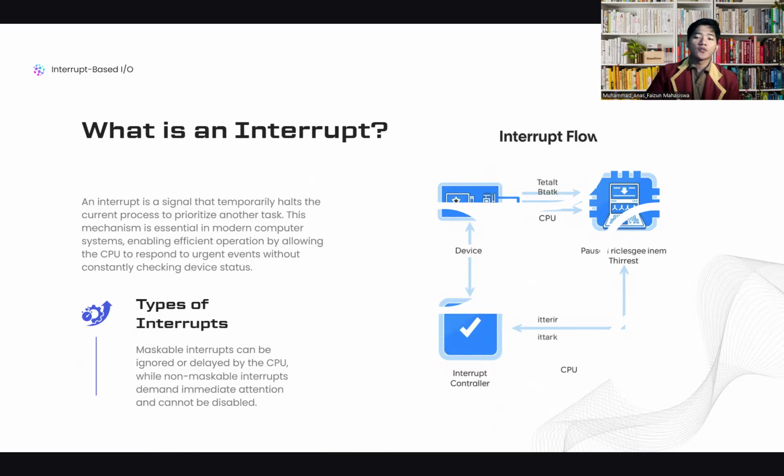There are two types of interrupts. One, maskable interrupts, or IRQ. These can be ignored or delayed by the CPU if needed. And two, non-maskable interrupts, or NMI. These are critical interrupts that cannot be ignored, typically used for urgent errors like hardware failure. Now that we understand interrupts, let's see how they work in the context of interrupt-based I/O.